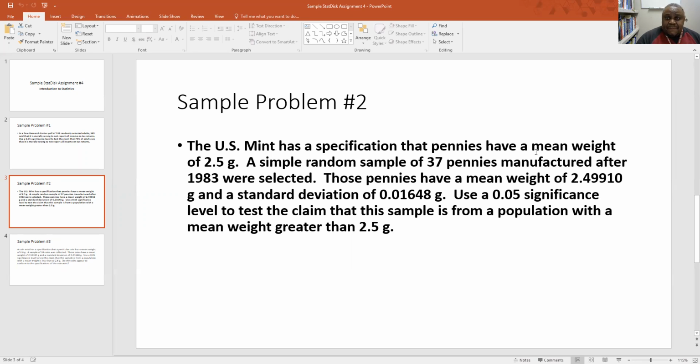Well, notice that we see mean weight all the way through this problem. That tells me we have to test the claim about a population mean. That's how you can tell that you have to test a claim about a population mean, because it says mean weight. And it also gives standard deviation as well. So that means you're testing a claim about a population mean. So we're going to do that in StatDisk.